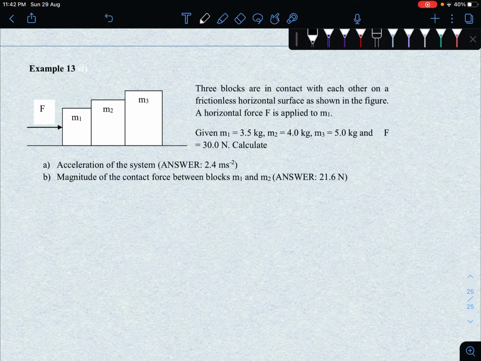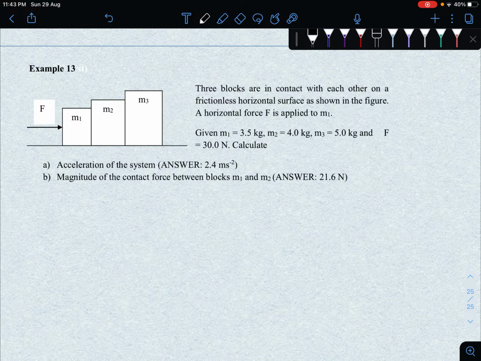So what we have here is three blocks in contact with each other on a frictionless horizontal surface, as shown in the figure. A horizontal force F is applied to M1. Given M1 is 3.5 kg, M2 is 4 kg and M3 is 5 kg, and the force F is equal to 30 Newton. Calculate A, the acceleration of the system, and B, the magnitude of the contact force between block M1 and M2.